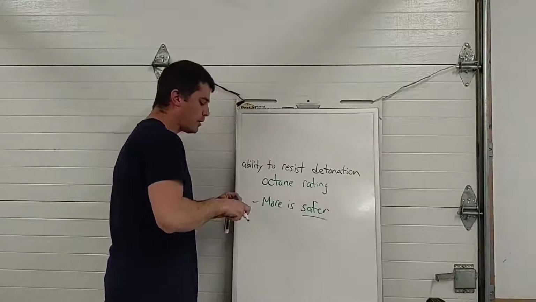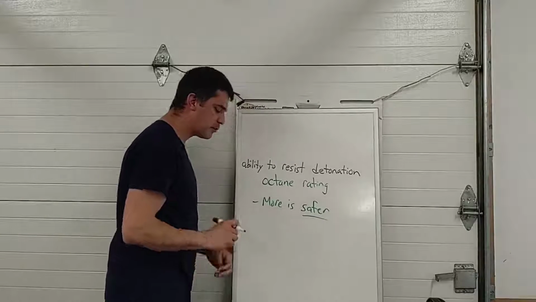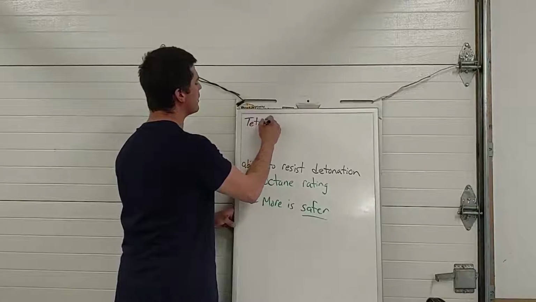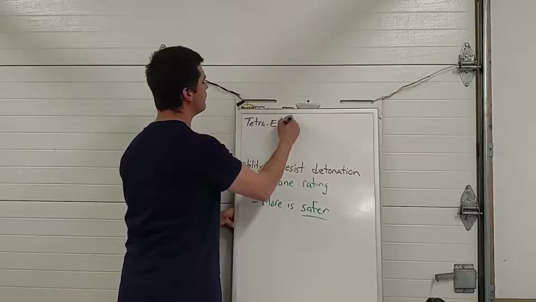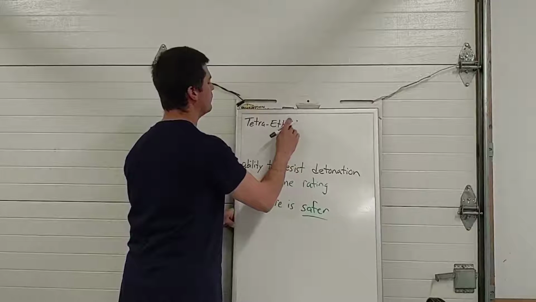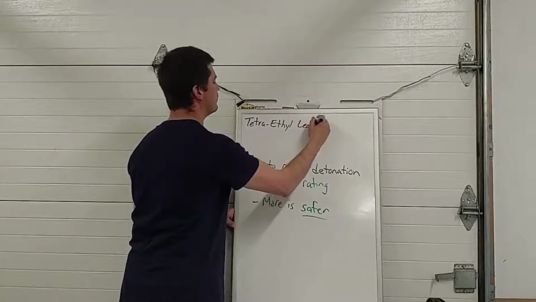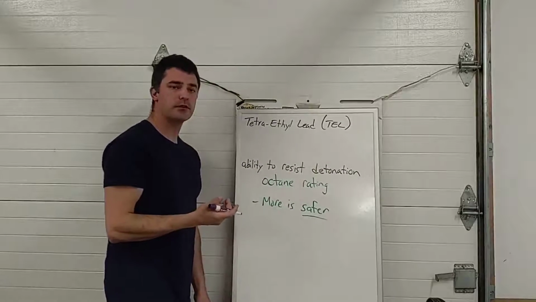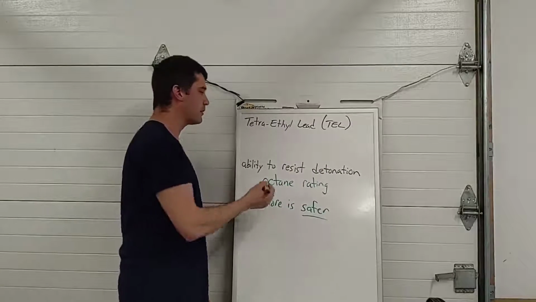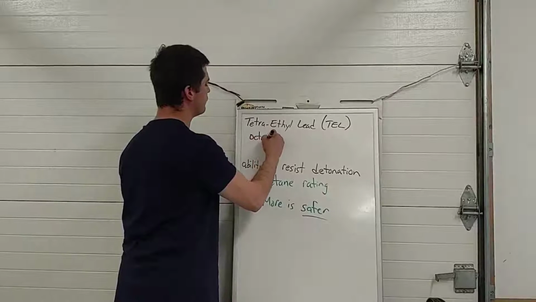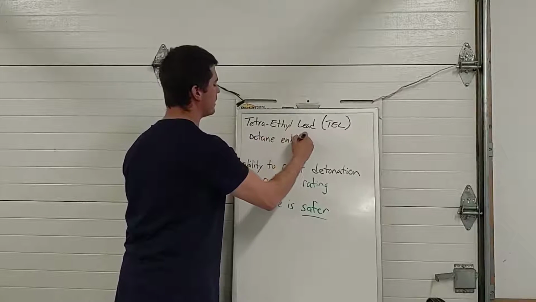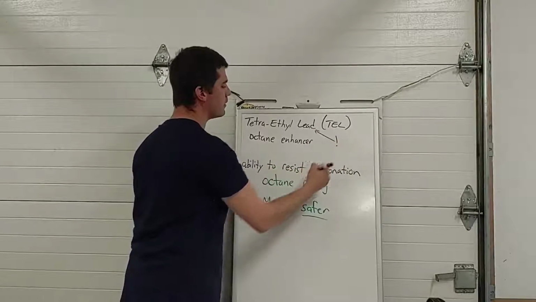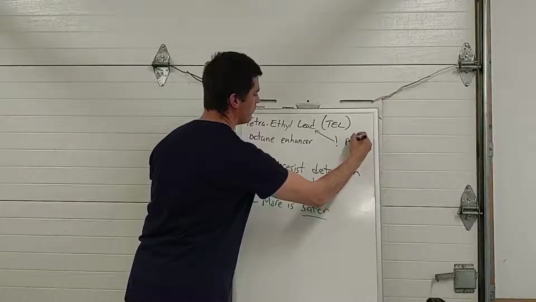Way back in the 1920s, I believe it was an engineer that worked for General Motors, discovered that tetraethyl lead, also abbreviated TEL, was an additive that could be put into gasoline that significantly raised the octane. An octane enhancer. The only problem with it was lead. It's poisonous.